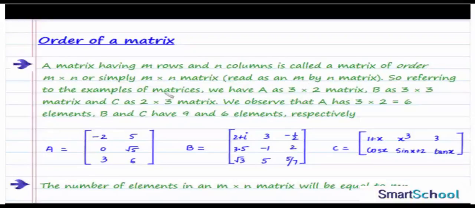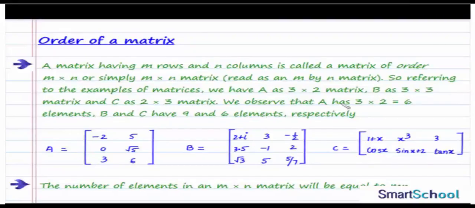Referring to the examples of matrices, we have A as a 3 by 2 matrix. We can see that it has 3 rows and 2 columns. B is a 3 by 3 matrix. In B we have 3 rows and 3 columns. And C is a 2 by 3 matrix with 2 rows and 3 columns.